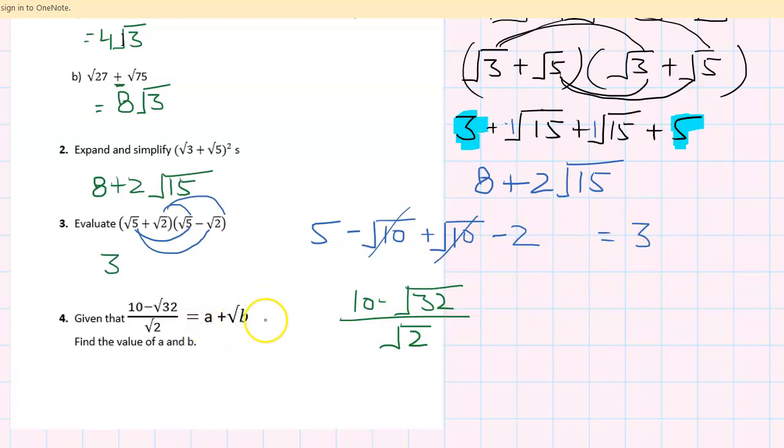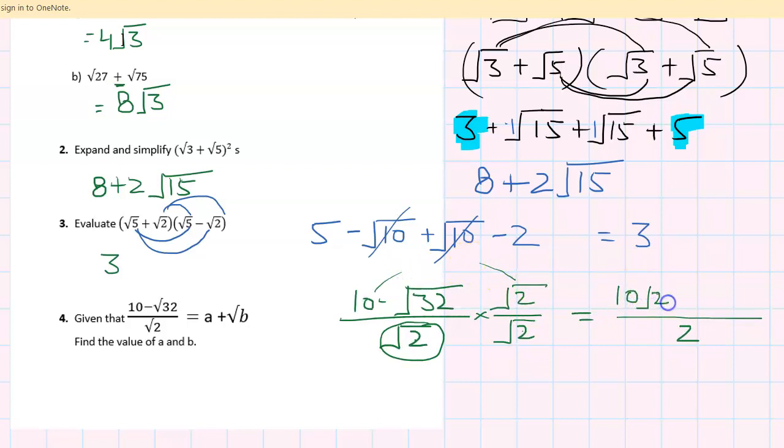You have to write in the form of a plus b root 2, so we have to multiply by root 2 and divide by root 2. We are doing this just to remove the root sign from the denominator. So root 2 multiply root 2 is 2, so it has all disappeared. 10 multiply root 2 is 10 root 2. As I told you, this is root 32 and root 2, so you multiply it, minus 32 multiply 2 is 64.